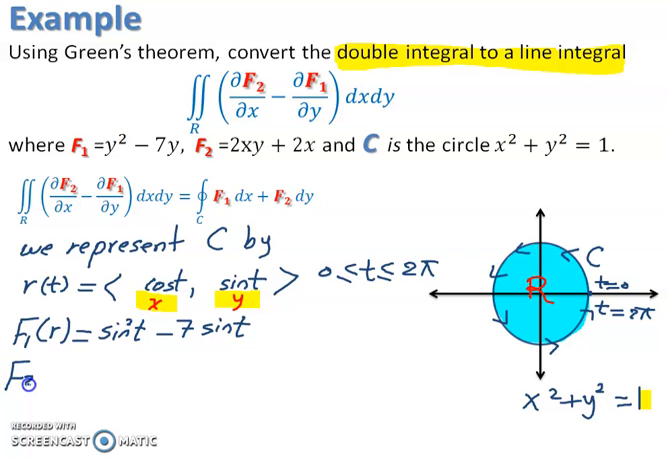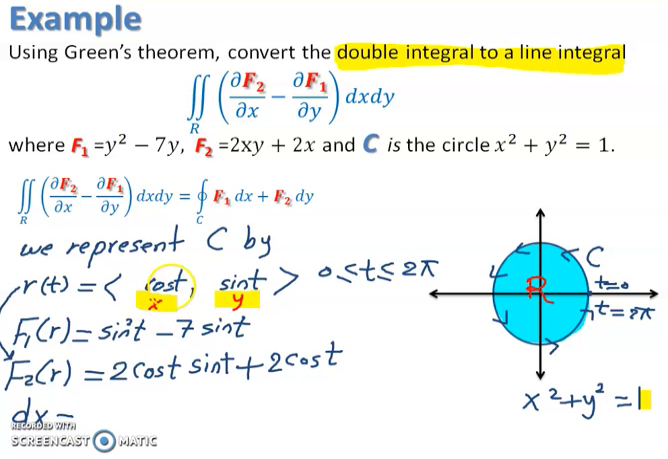Same idea, we find f2 at r. That means we substitute r in f2. What is f2? 2xy, so 2 times x, which is cosine, times y, which is sine, plus 2x, 2 times x, cosine. Then we find the derivative of x, which is cosine. The derivative of cosine is minus sine t dt. And same idea, we find the derivative of y, which is sine, and the derivative of sine is cosine t dt.